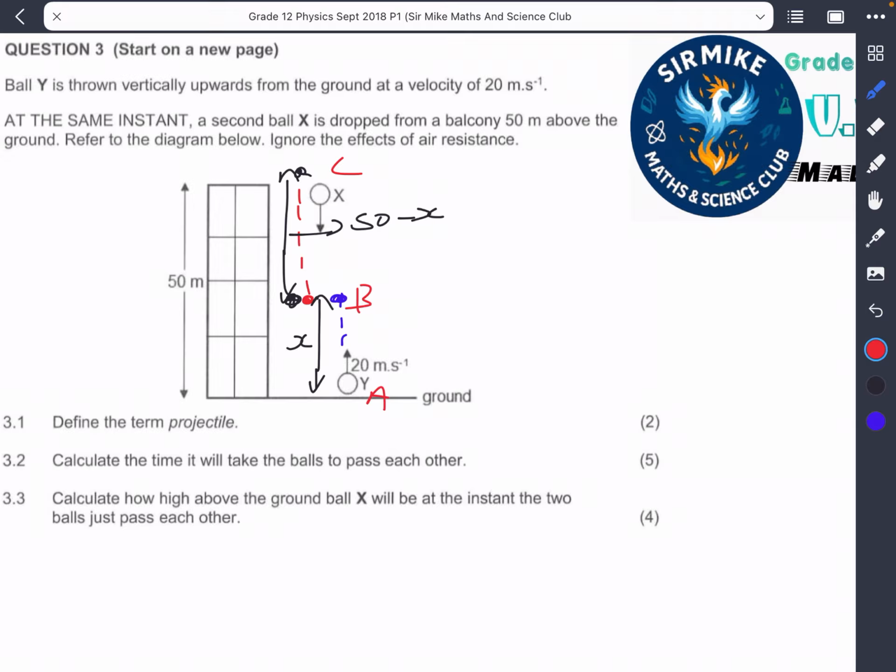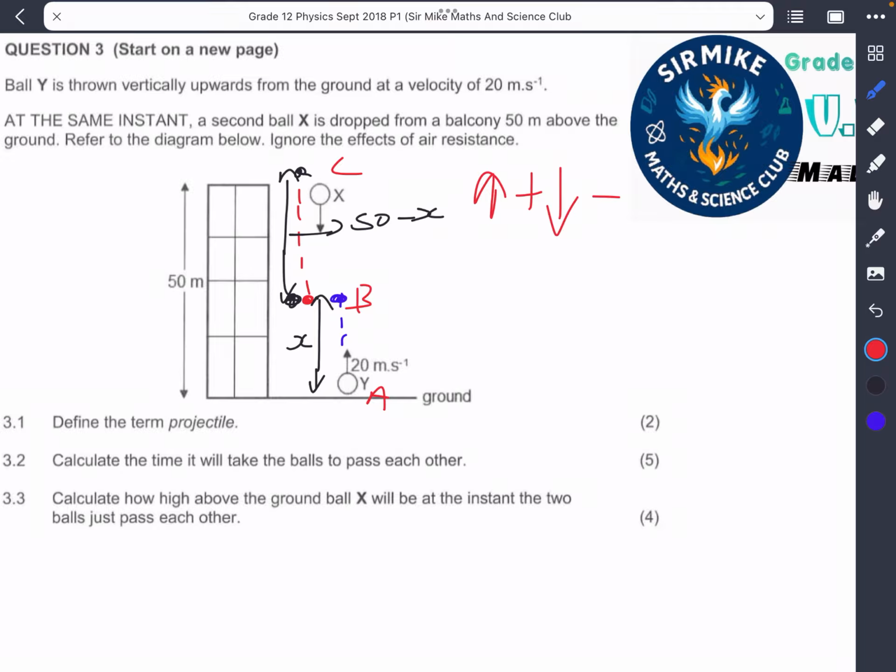That's what they are asking us to calculate: the time it will take the balls to pass each other. I'm going to get the data for ball Y first. Before you do anything, you must choose which direction you're going to take as positive. I'm going to consider going up as positive, and downwards is negative.